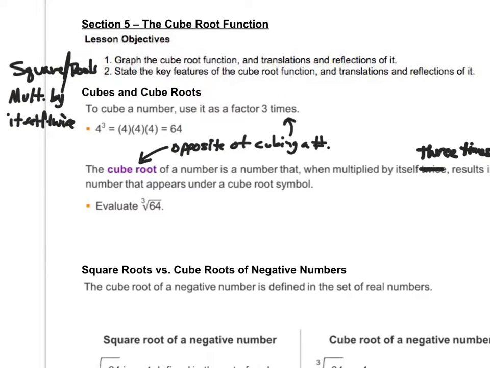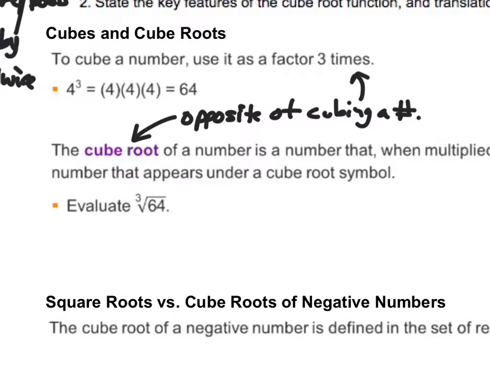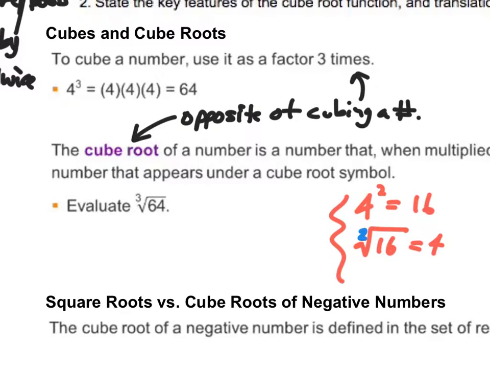Let's think about the square roots. When you had, say, 4 squared, it gave you 16, right? And when you took the square root of 16, you got 4. Usually there's no number here, but there really is a small little 2 that you can put there to talk about the square root.